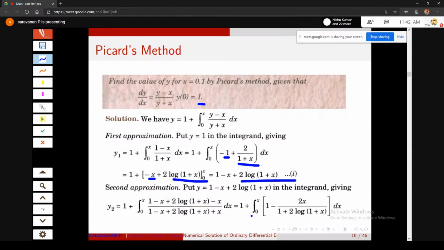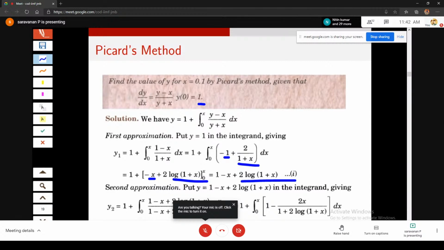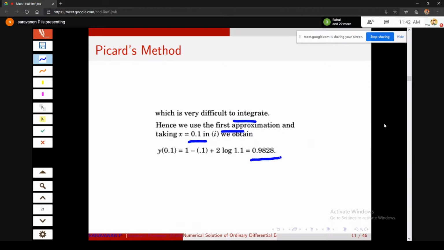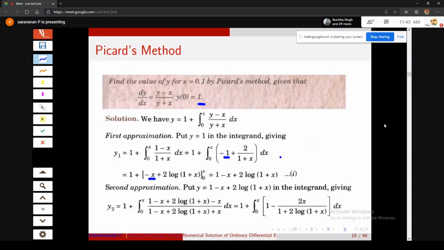First approximation. Second approximation, you see it's very difficult. Is it clear? The second approximation is difficult. So we cannot proceed further. We have to stop, which is very difficult to integrate. So we can find only up to the first approximation at maximum, and this is the closest possible answer we can find. Okay, so this is the main disadvantage of this method. We have to integrate that.